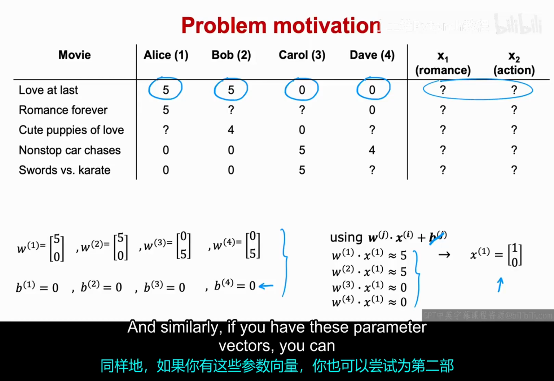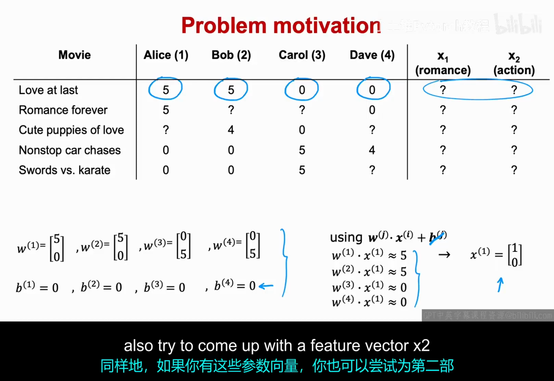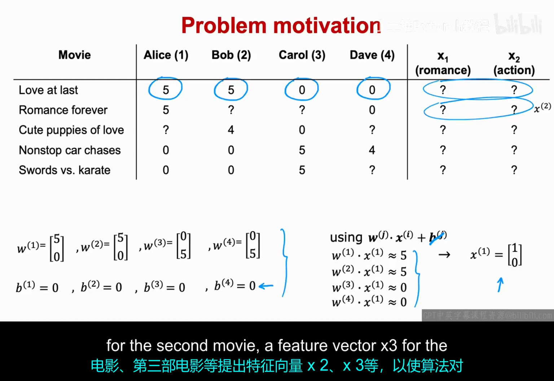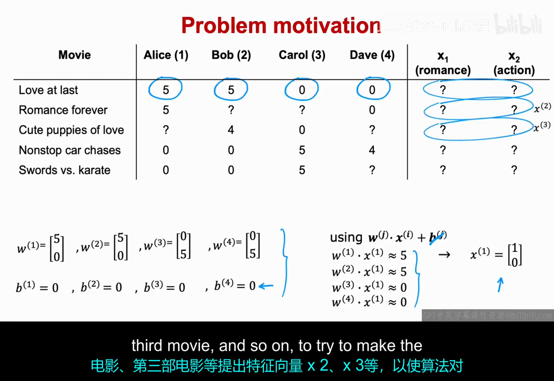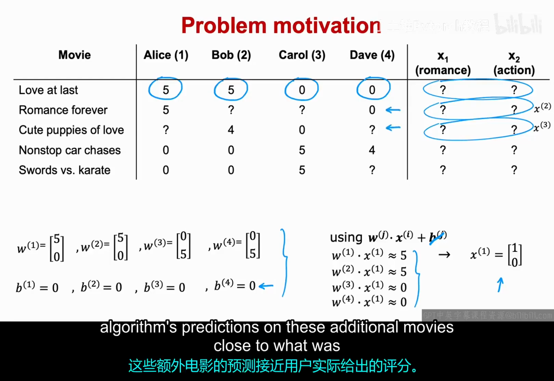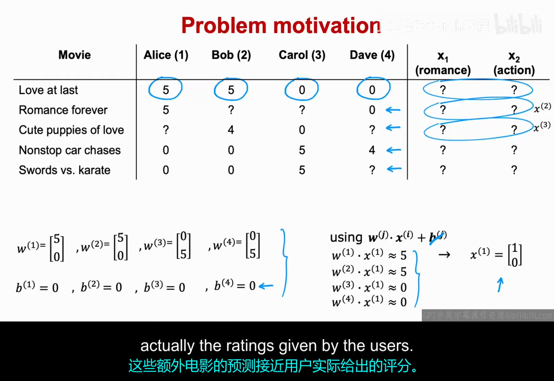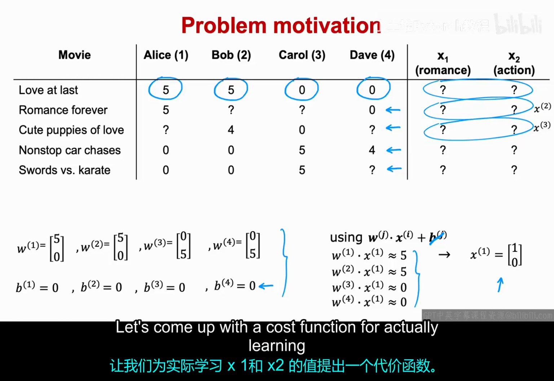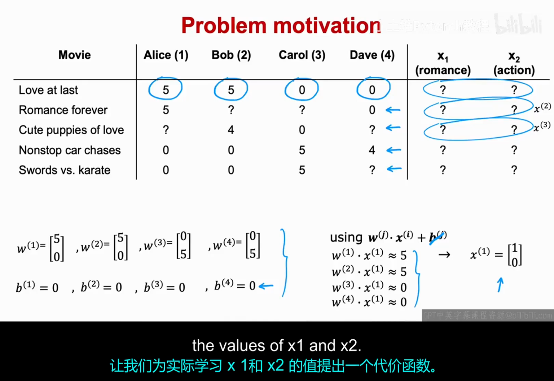And similarly, if you have these parameter vectors, you can also try to come up with a feature vector X2 for the second movie, a feature vector X3 for the third movie, and so on, to try to make the algorithm's predictions on these additional movies close to what was actually the ratings given by the users. Let's come up with a cost function for actually learning the values of X1 and X2.